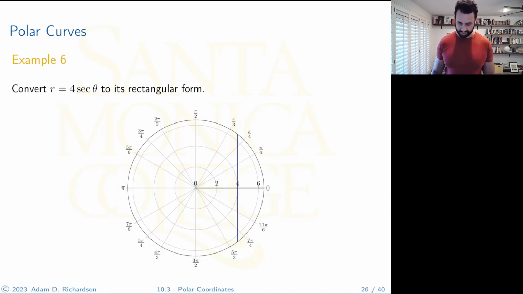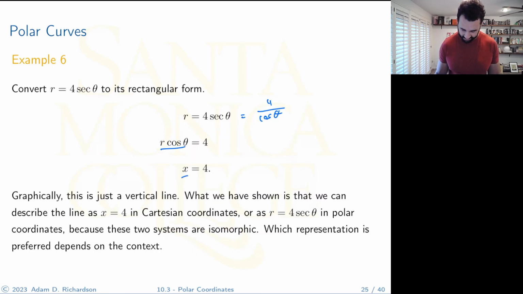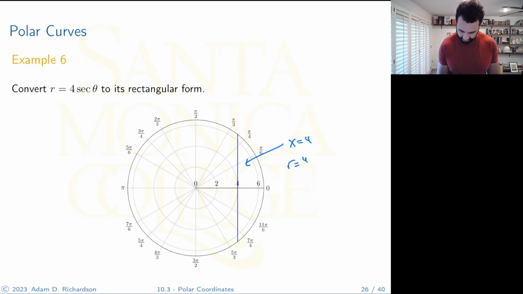That's it. Here's a picture of it. So you can describe it as x equals 4, or you can describe it as r equals, oh, I forgot what it was, 4 secant theta.